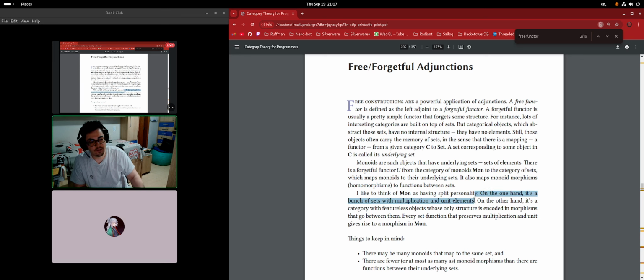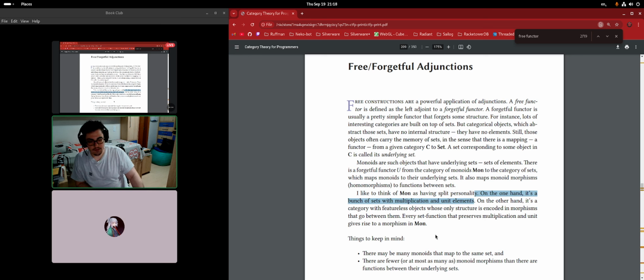So this intuition right here, it's a bunch of sets with multiplication and unit elements. This is the free monoidal thing, right? Yeah, kinda. Because that's basically what a free monoid is. You keep using the generators to create sets, and you identify enough of them to have the associativity and the identity, but you keep generating them. It's just a bunch of sets, right? Yep. And on the other hand, it's a category with featureless objects whose only structure is encoded in morphisms. Every set function that preserves multiplication and unit gives rise to a morphism in Mon.